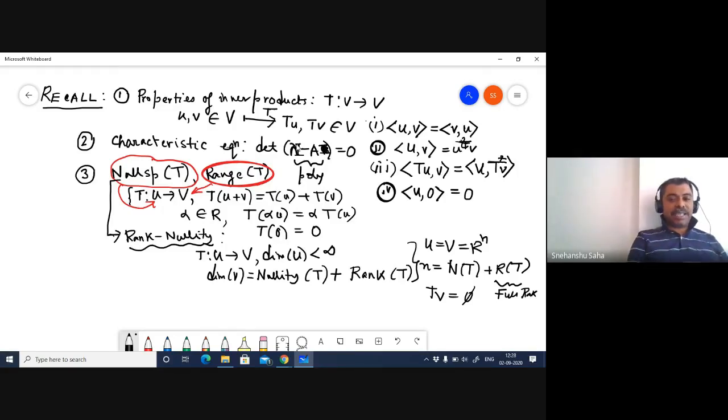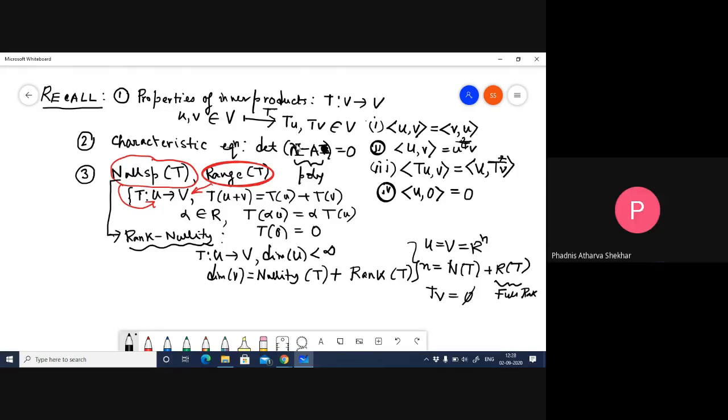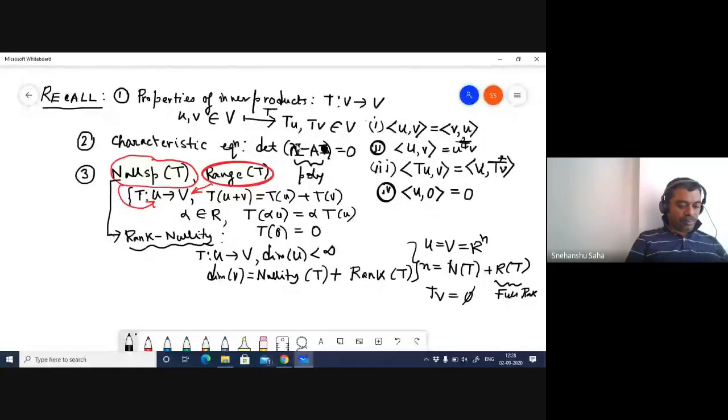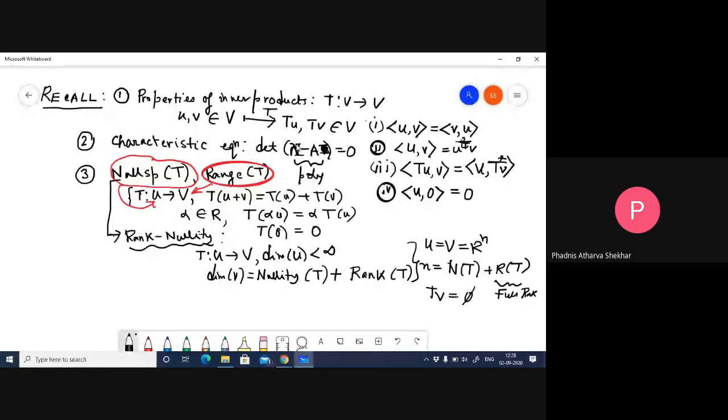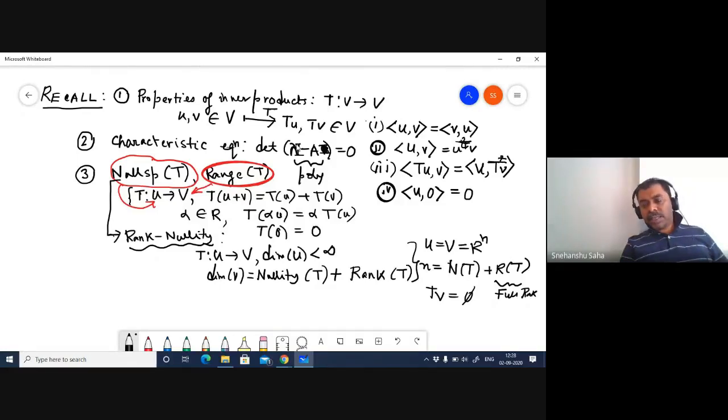There are other implications as well. If you recall what I said, in the statement that you've written on the right side, the first statement is an if, right? If U equal to V, and if U and V are both n dimensional, then n is equal to the nullity of T plus the rank of T. Yeah, that's what it means.